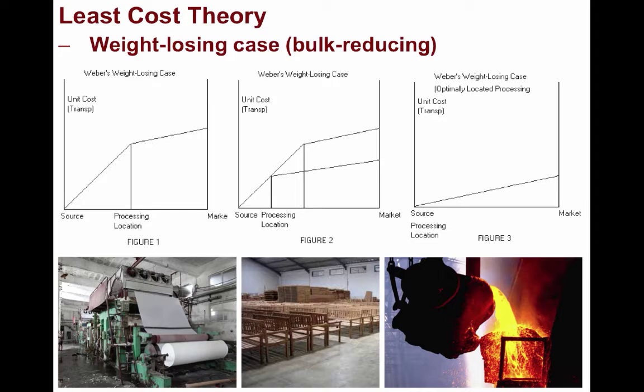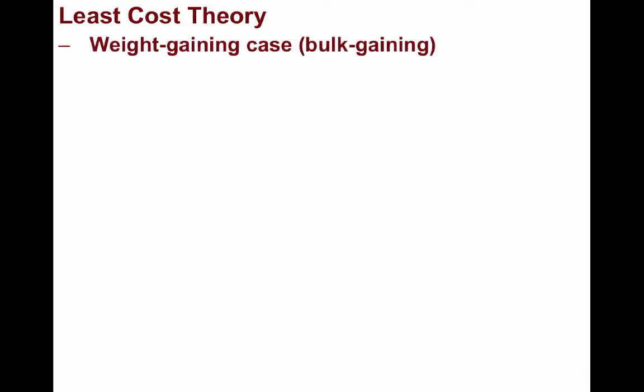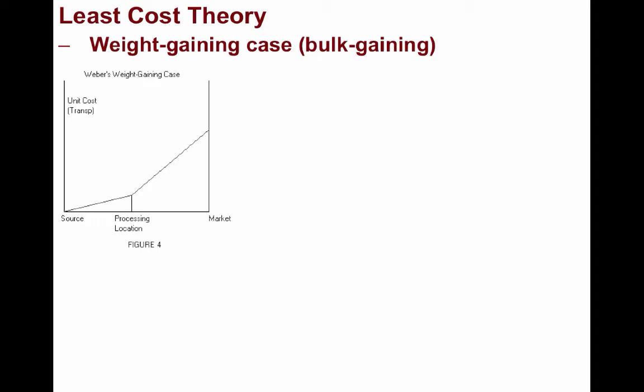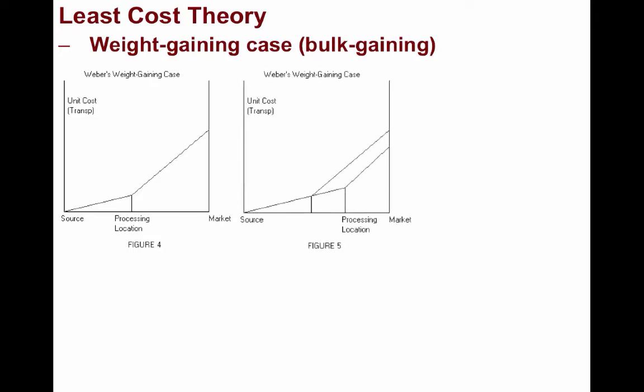And next is the weight gaining case, or we call it the bulk gaining case. So according to this graph, in this instance, when you're bringing whatever it is from the source, after you process your good, the weight or the bulk of it will increase, and so will the transportation cost, as you can see. This sort of thing could happen if you're adding, let's say, water to whatever you're making. So in the next graph, you see if you're moving your processing location closer to the market instead of the source, the cost of transportation goes down.